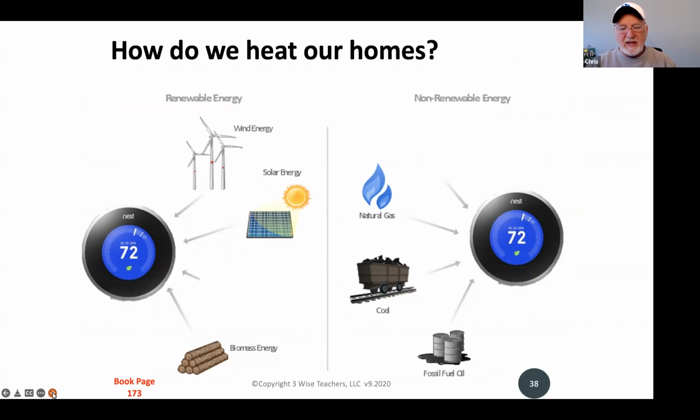How do we heat our homes? And you can see on one side the renewables. On the other side, you see the non-renewables. Natural gas is very common in our area for heating. Coal, less so, but possible. Fuel oil, until fairly recently, that had been popular as well. And obviously electrical is a way to heat homes as well.